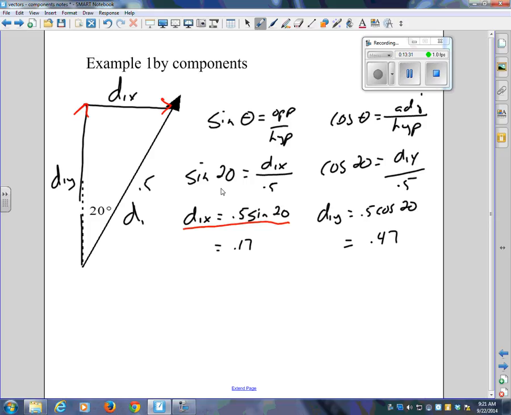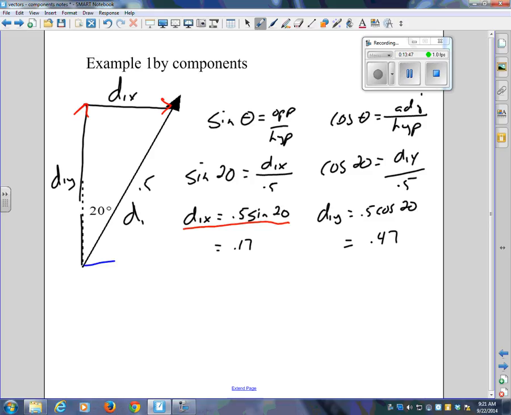Will the x always be the sine? Like, will it always be d1x is equal to point whatever, sine whatever? Will it always be the sine? Why not? Okay, it could be in a different spot. Or you might have drawn it like this, actually.